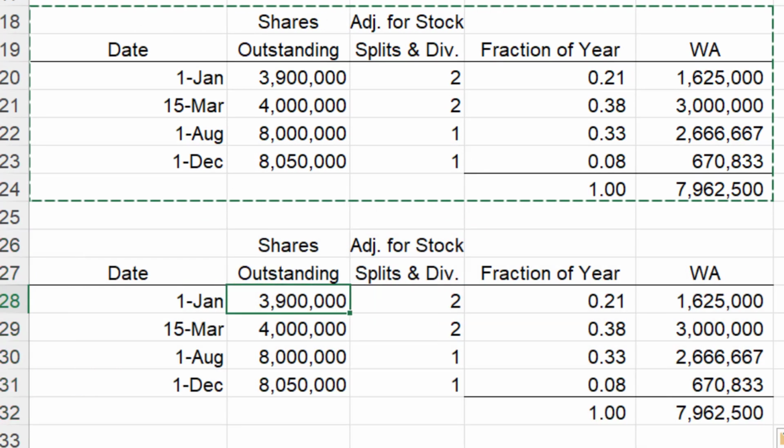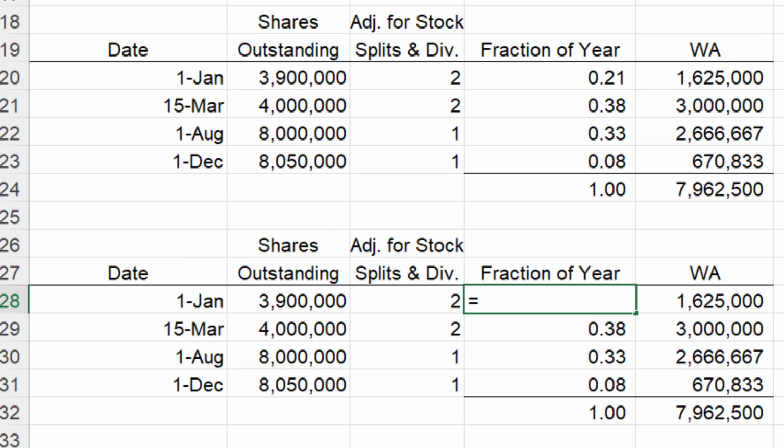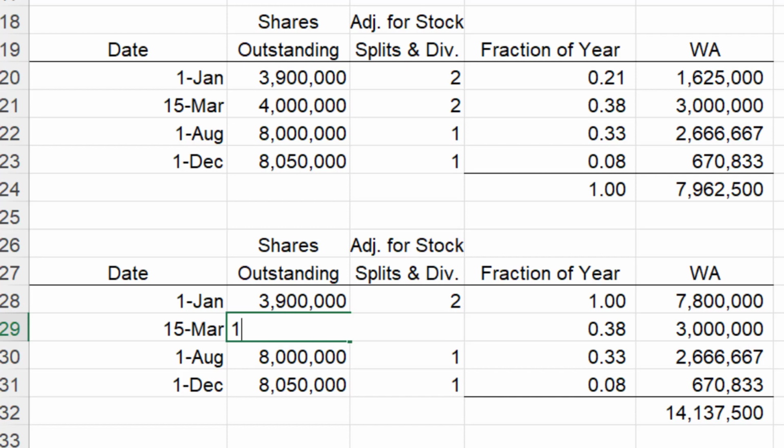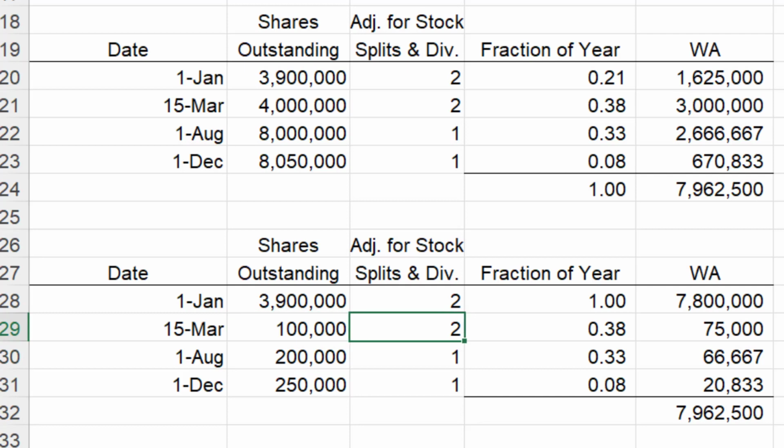So for example, I would take these shares on January 1st. I'd multiply them by 2 for the stock adjustment, and then I would say that these 3.9 million shares were outstanding for 12 out of 12 months. I'm going to delete this number down here because the sum won't work for this. Next, instead of using the 4 million, I would just use the 100,000 difference. And that 100,000 shares, again, doubled because of the stock split. That would be from March 15th until the end of the year.